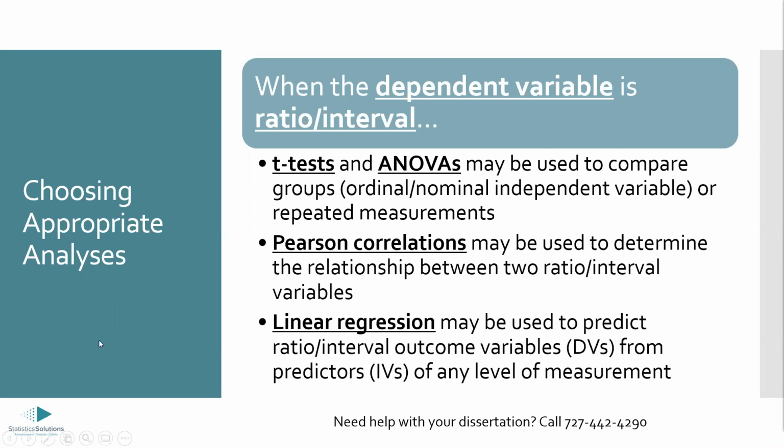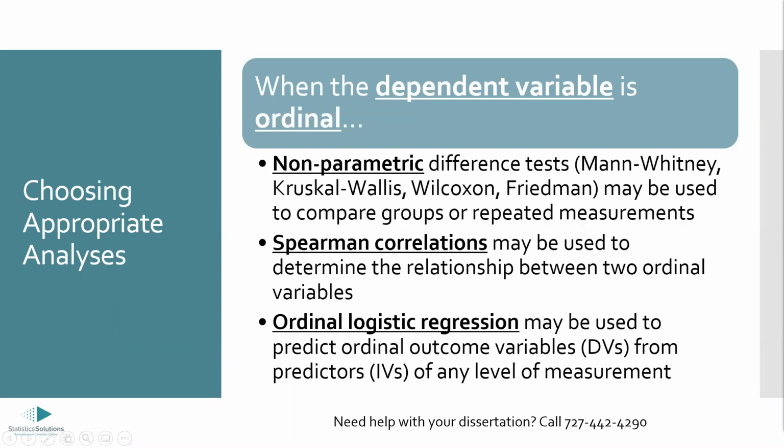And so if we look at, again, a ratio or interval level dependent variable, these are the tests you can use, things like t-tests, ANOVAs, Pearson correlations, linear regression. If the dependent variable is ordinal, so for instance, if your dependent variable was just a single Likert item, then you would move into your non-parametric tests. So things like Mann-Whitney, Kruskal-Wallis, Wilcoxon, Friedman, Spearman correlations, or an ordinal logistic regression.